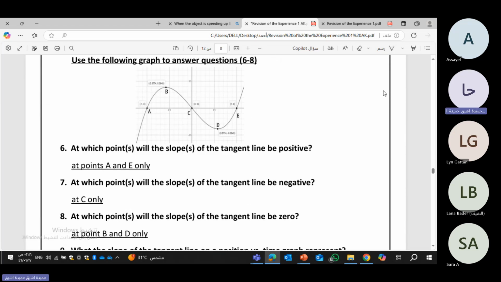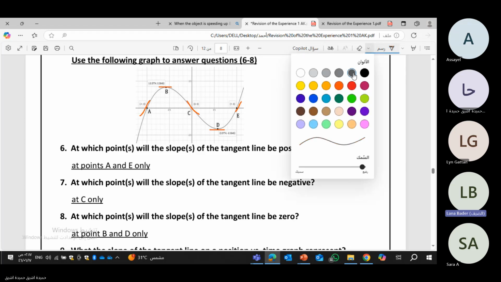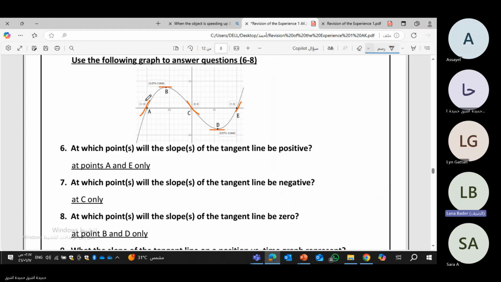Here I have the graph and then I have a multiple choice question. I'm asking about the tangent, if you remember the tangent line. This is a curved graph, so I'm going to draw a tangent at each point. A, this is the tangent of this one. B is horizontal. C is going down. D is horizontal only. E is going up. At which point will the tangent be positive? A and E. Excellent, A and E, both of them going up.